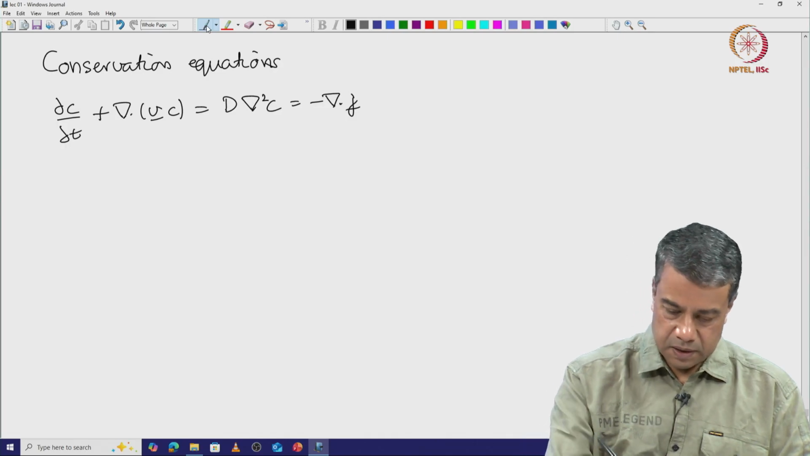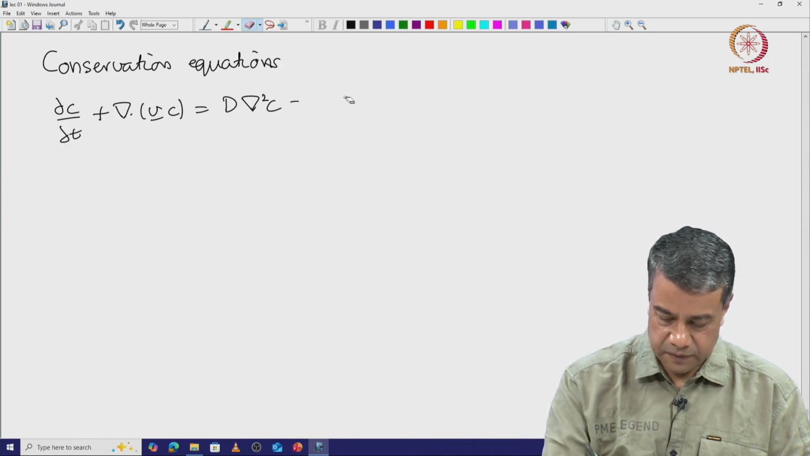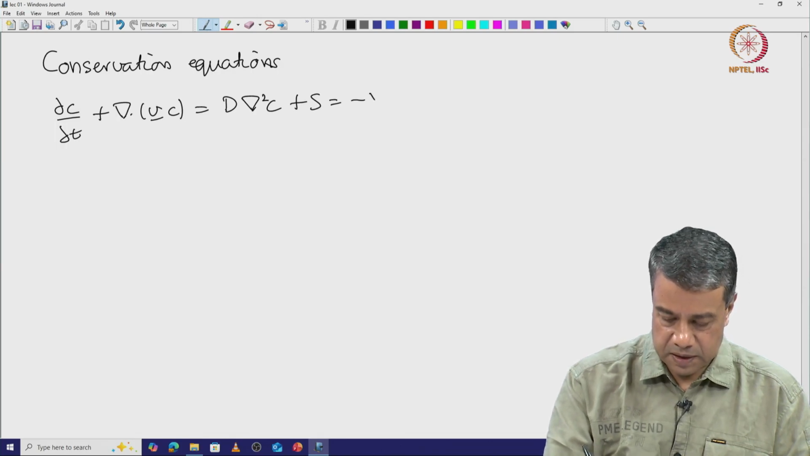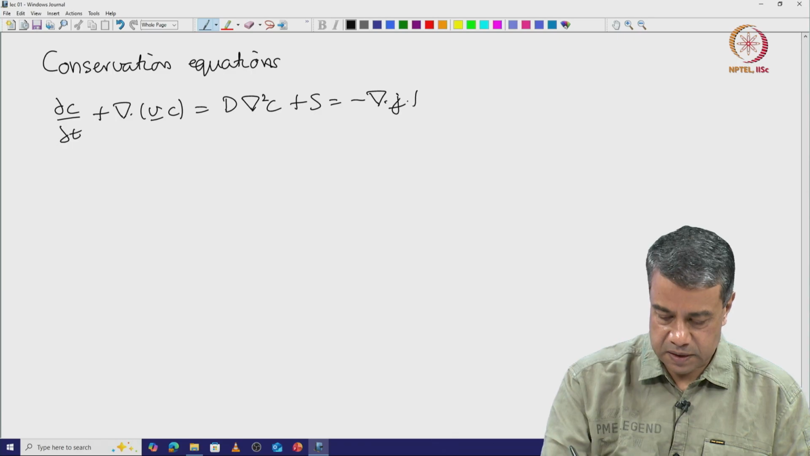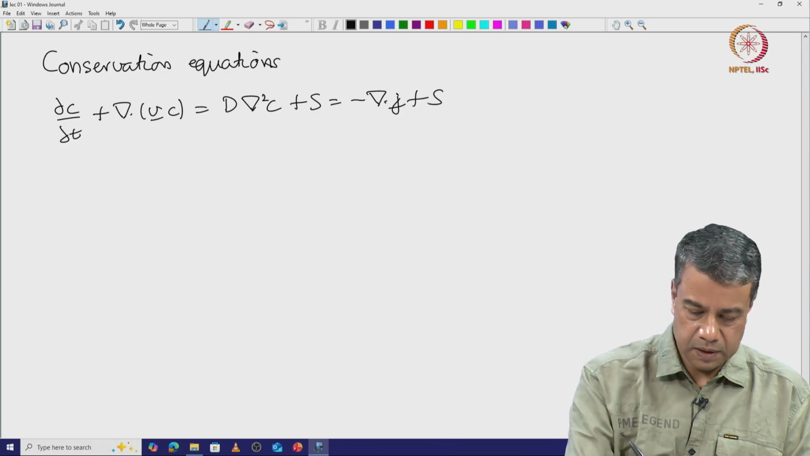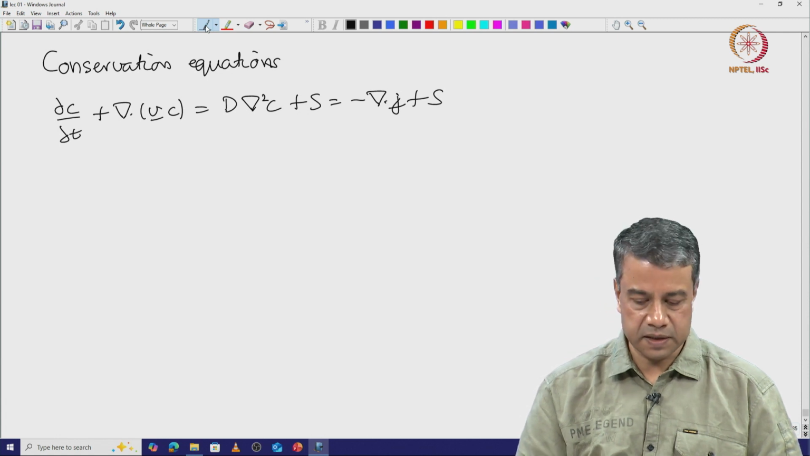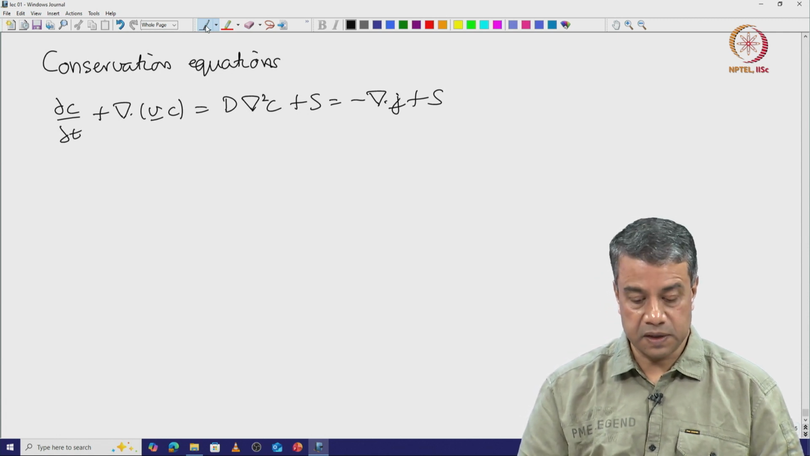In general, of course, I can have a source of mass. So, I should just add that source here, which is minus divergence of the flux plus the source. Here Fick's law of diffusion, J is equal to, and we have assumed that the diffusion coefficient is constant.